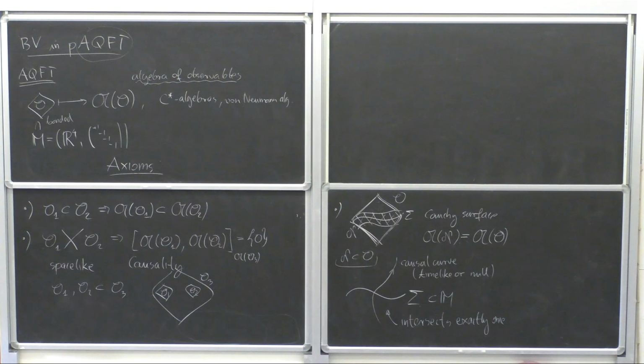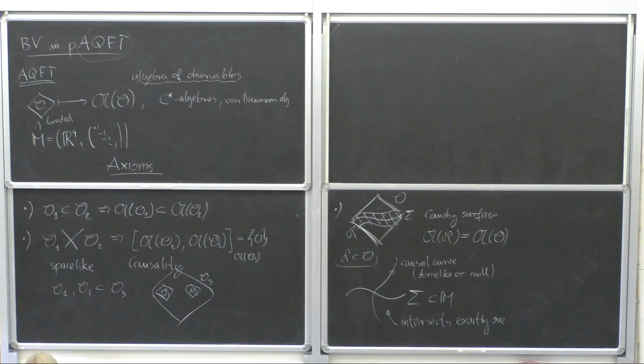No, sorry, I don't understand what you're saying. In Minkowski space-time, a Cauchy surface is, for example, the time zero surface, and then any causal curve intersects it exactly once, because you cannot go around and intersect it again.